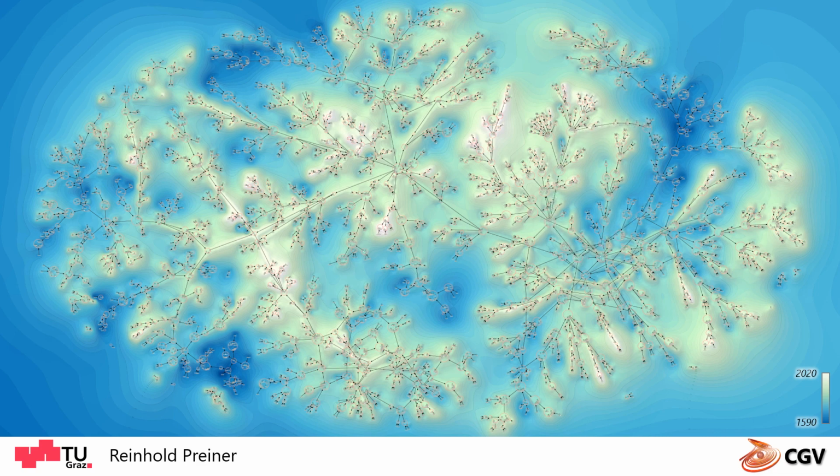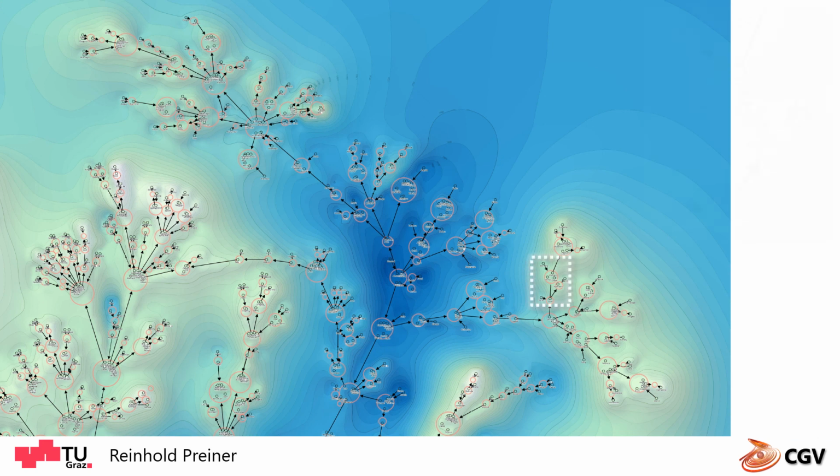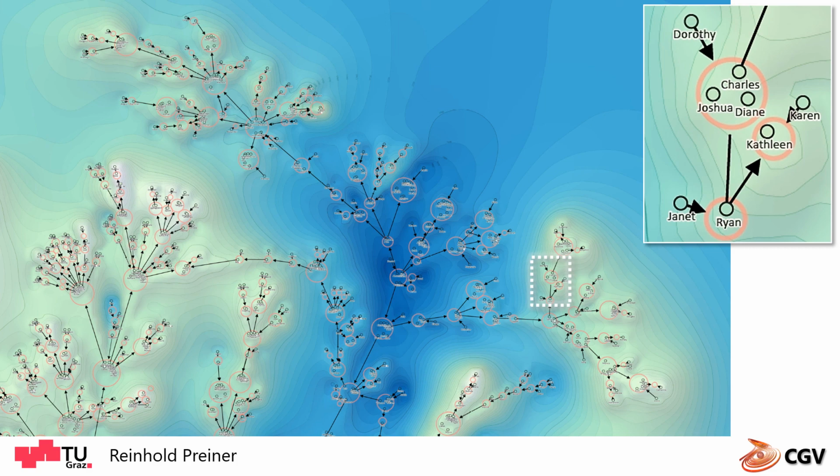So let's zoom into one of these regions to see the depth of this graph in more detail, up to the individual families that we show here using red circles.